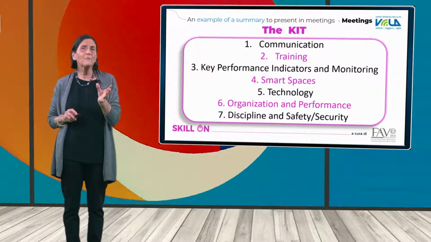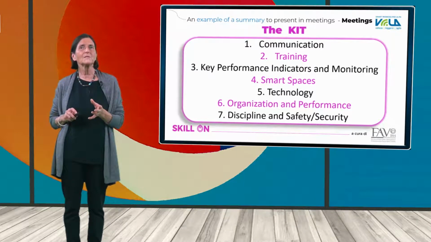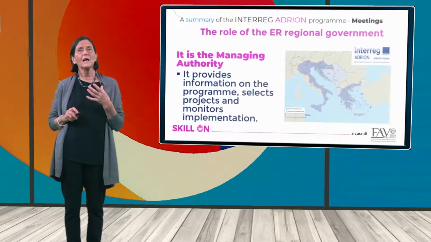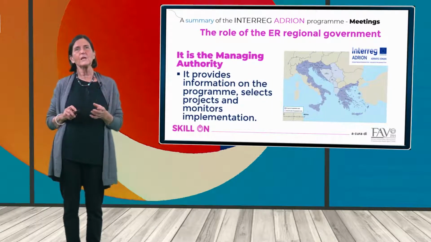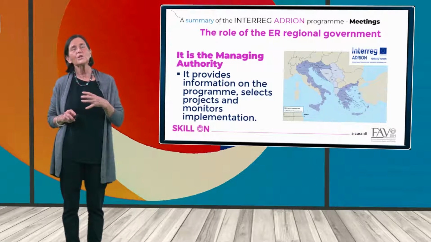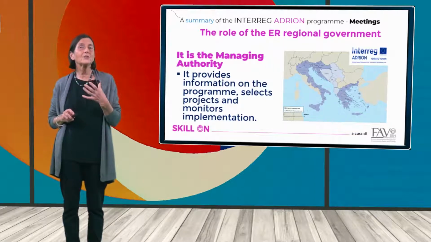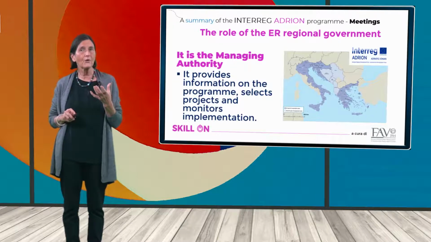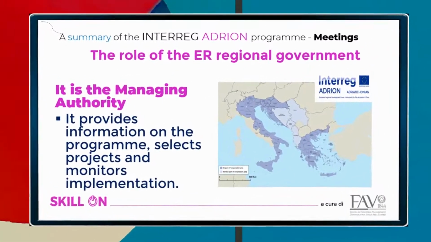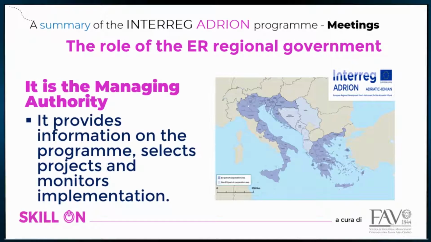Right, so we've had a look at one brief summary. Now we're going to look at another summary, but here we're looking at a programme which is much bigger, and this is an Interreg programme where the Emilia-Romagna regional government was named the managing authority in the first programme and also now for the second programme up until 2027. And so what is the role? It's the managing authority, and simple description of what it does.